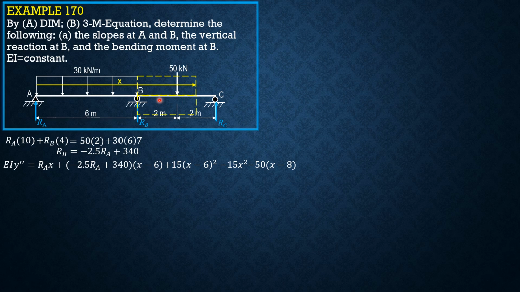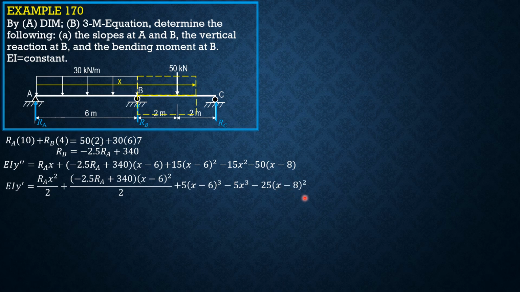So take note that there is slope at A, but there's no deflection at A. So C sub 1 has a value, but there is no C sub 2. So integrating once, EIY prime equals RAX squared over 2 plus (negative 2.5 RA plus 340) times quantity (X minus 6) squared over 2, plus 15 over 3, which is 5, quantity (X minus 6) cubed, minus 5X cubed, minus 25 (X minus 8) squared, plus C sub 1.